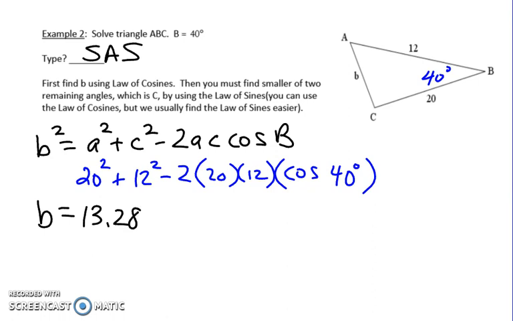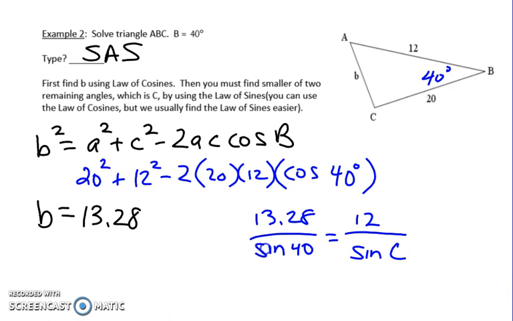So now that I know side b, I can find the other two angles by using the law of sines. Since C is the smaller of the angles because it's the smaller side, we're going to find that first. So we can say 13.28 divided by the sine of 40 is equal to 12 divided by the sine of C.